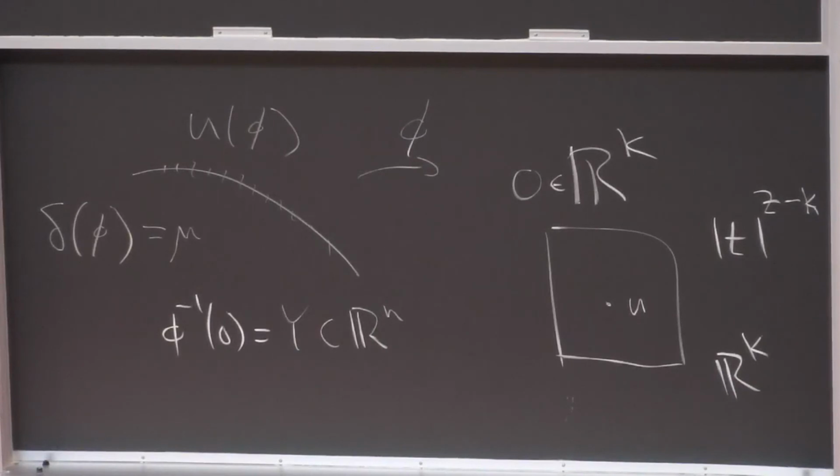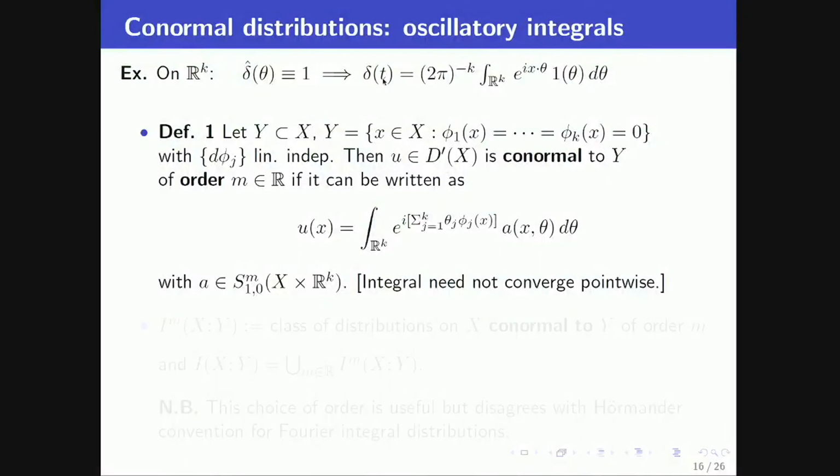Okay, so now we're going to define conormal distributions in two ways. This is motivated by, and actually relevant for, this example here. On Rk, if you look at the delta function and the Fourier inversion formula, which does not converge pointwise but would make sense in the sense of tempered distributions, the Fourier transform of the delta function is 1, and therefore delta of t, for t an element of Rk, has this representation, where I should remember the power of 2 pi. It's the integral over Rk of e to the i x dot theta times 1, and we think of 1 of theta as being a symbol of order 0 in theta.